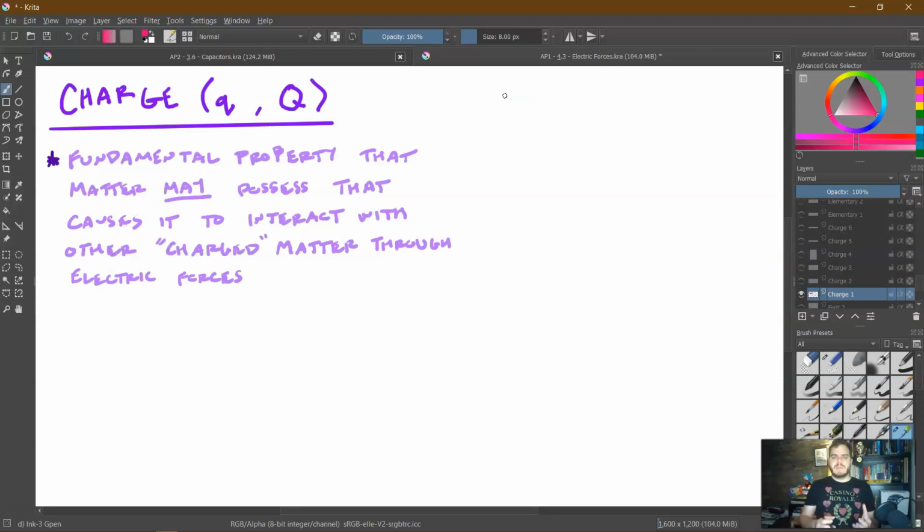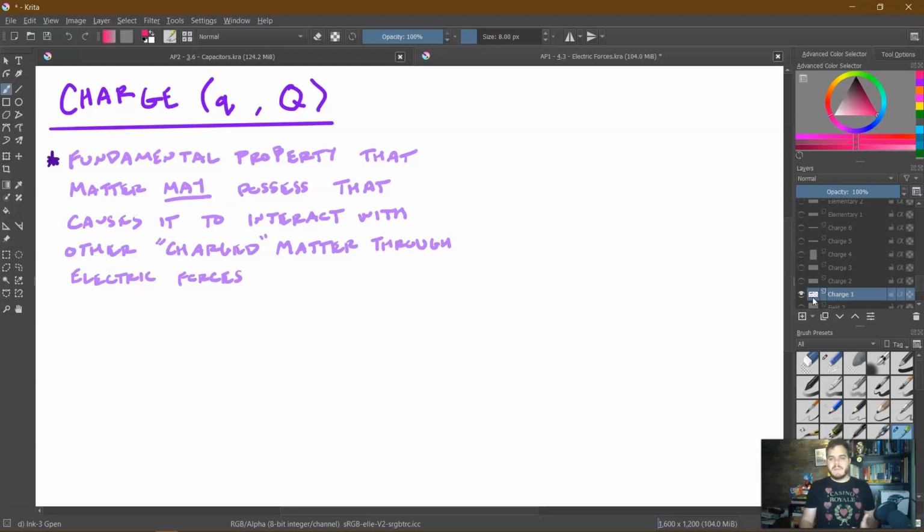So we abbreviate charge with either a lowercase q or a capital Q, just like we abbreviate mass with a lowercase m or a capital M. And it's a fundamental property of matter that some pieces of matter may possess, not all pieces of matter do, that causes them to interact with other charged matter through these electric forces.